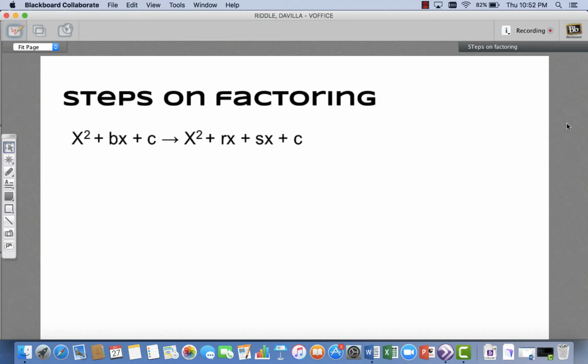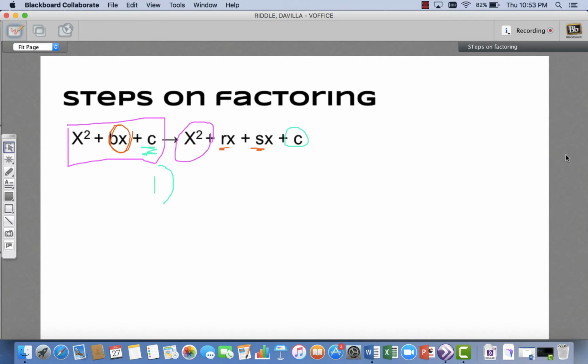So this kind of just goes over what I just explained to you. So we have the x squared right here, and then we want two numbers that, when added together, give us the middle term, and when multiplied together equal this number. So those are the rules on factoring.